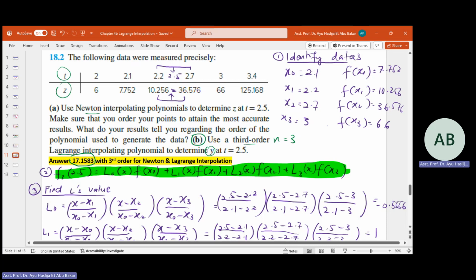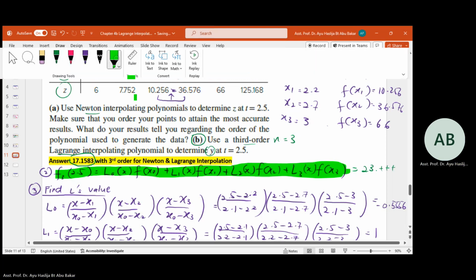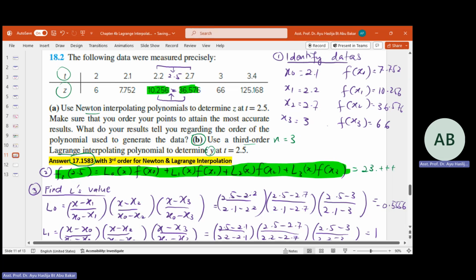The final answer using this set of data points should be around 23. 23 point something something. Okay, it's up to the decimal point that you choose. The answer given over here, the 17, perhaps I used different data points. Okay, but as long as your answer is between 10 and 36, your answer should be between these two figures.